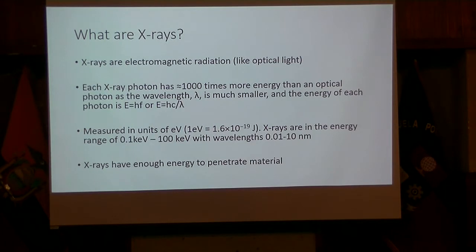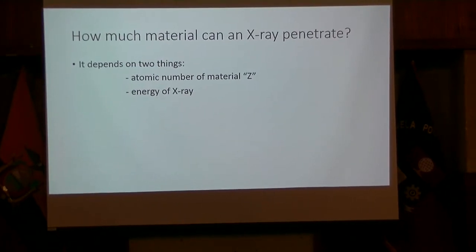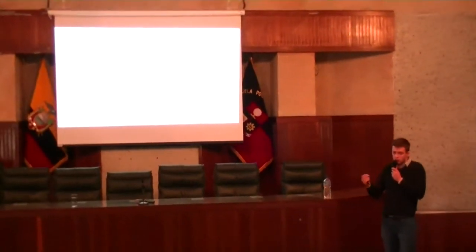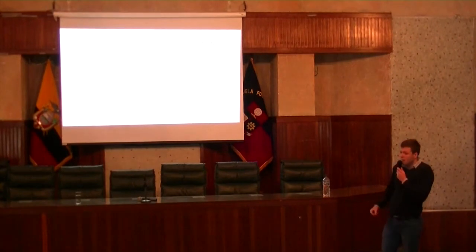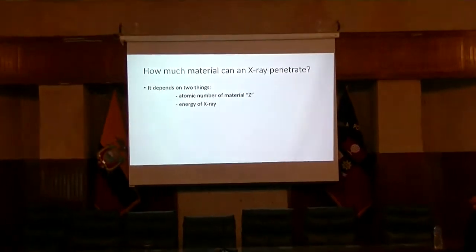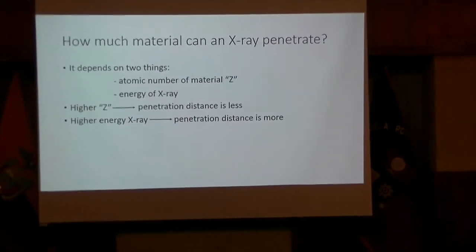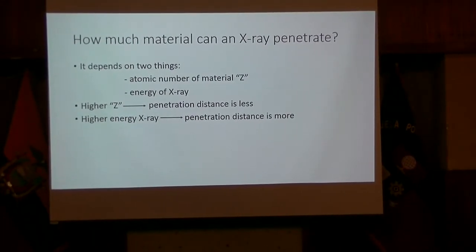X-rays have enough energy to penetrate material, which brings us on to the next slide, which is how much material can an X-ray penetrate. So this depends on two things. It depends on the atomic number of the material, Z, the amount of protons in the nucleus of each atom of the material, and the energy of the X-ray itself. The higher energy the X-ray has, the further it can penetrate into a material, and the higher the proton number, the higher the Z of the material, the less is the penetration distance.